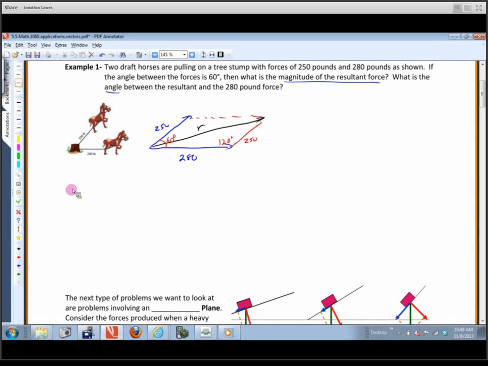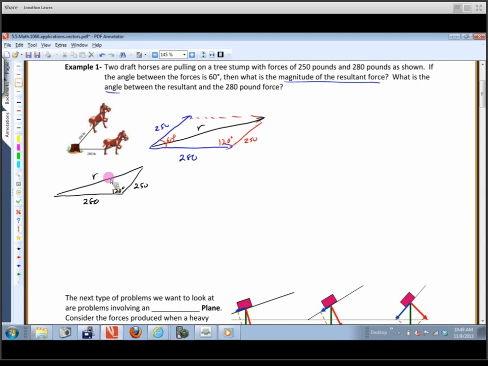So let me change colors and I'll just draw this. There's our diagonal, our resultant. There's our 250-pound force and there's our 280-pound force. So this is 280, this is 250. This is 120 degrees, and this right here is our resultant. Okay, so this is what we want right there.